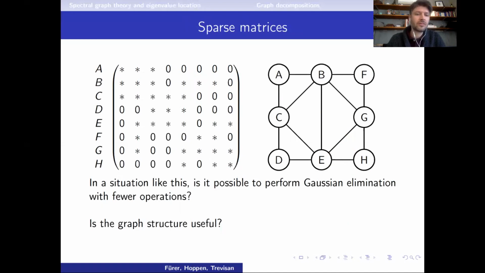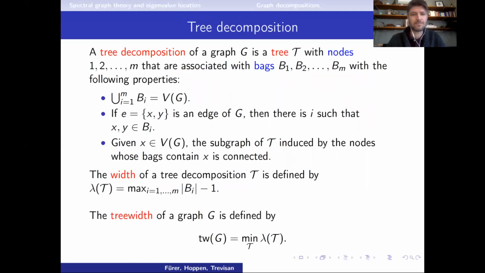And a question is, if I knew something more about the matrix, for instance, if it's sparser and there are many zeros there, can I use the graph to get a better algorithm? So that has been investigated a lot, and I'm going to talk about that a little bit. So the graph decomposition I'm going to use is the tree decomposition.